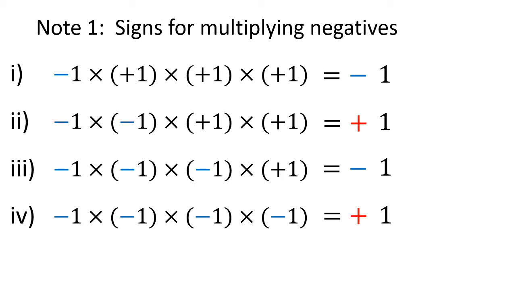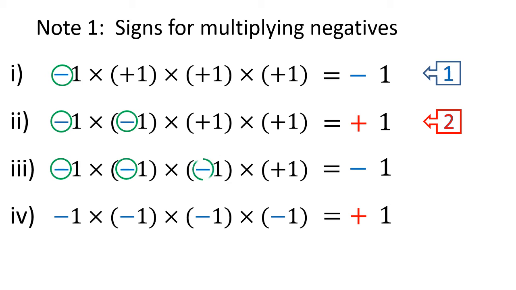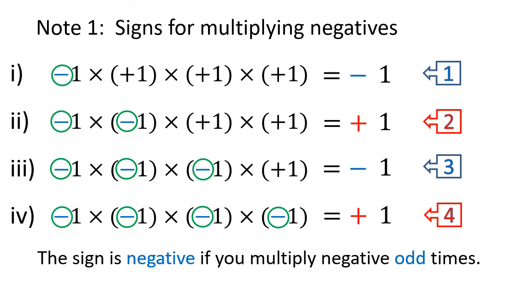Let's see what we found. The first one has 1 negative, and the answer is negative. The second one has 2 negatives, and the answer is positive. The third one has 3 negatives, and the answer is negative. The fourth one has 4 negatives, and the answer is positive. So when you multiply negative odd times, the sign is negative.